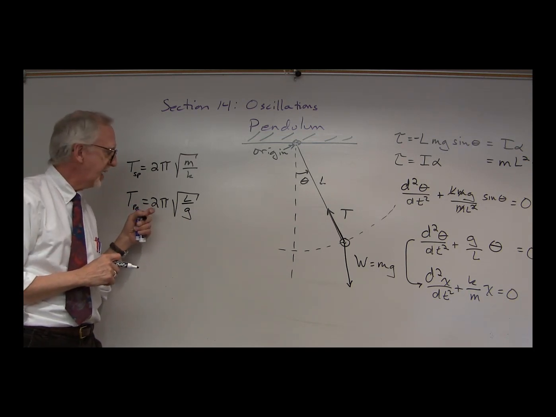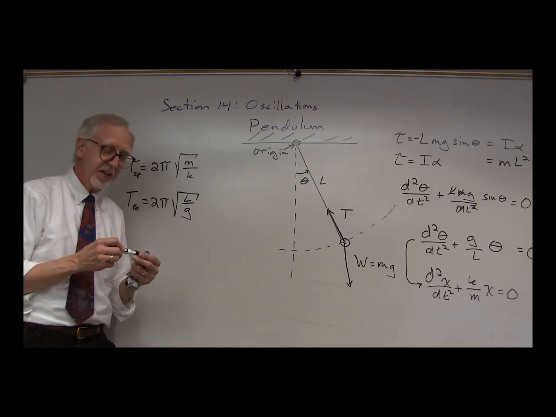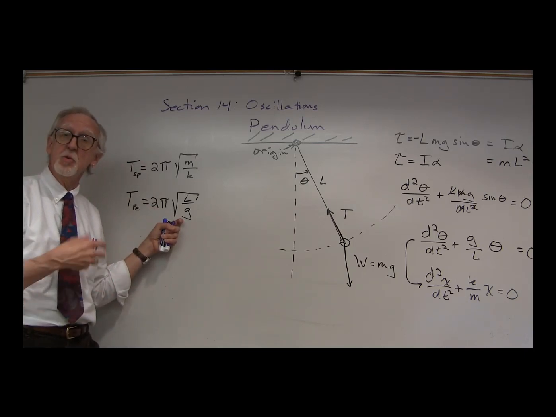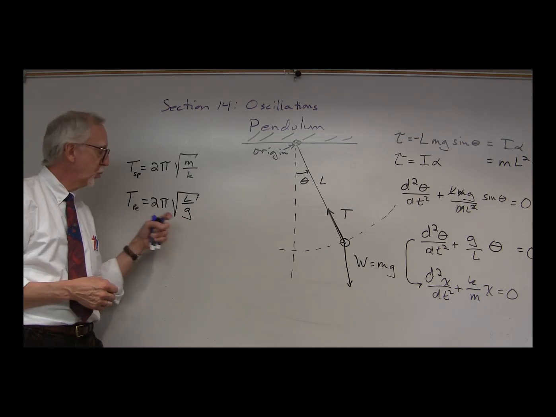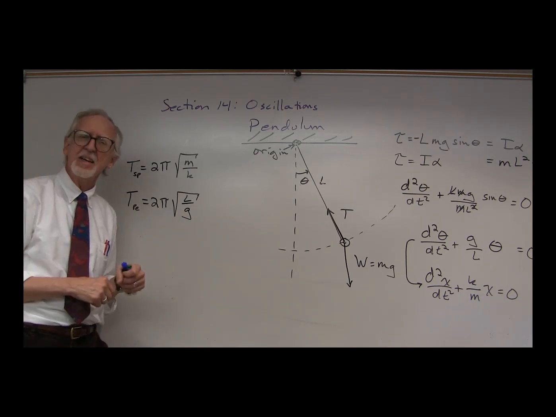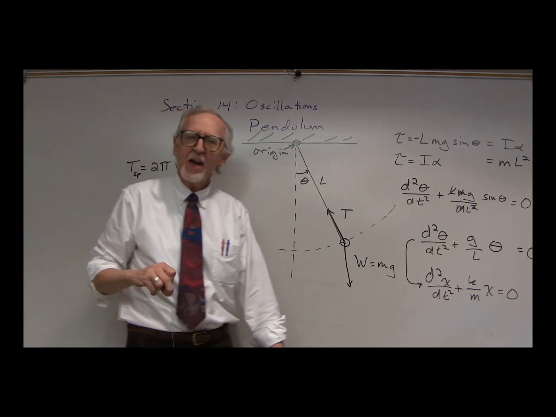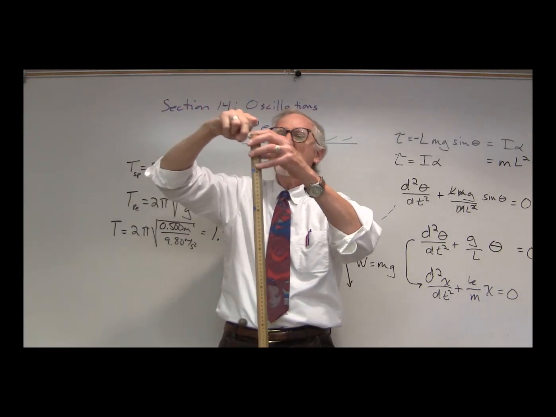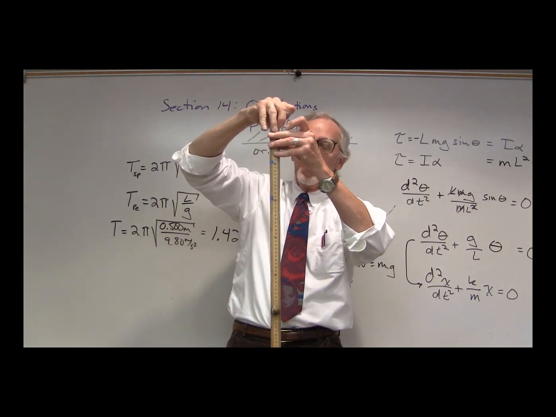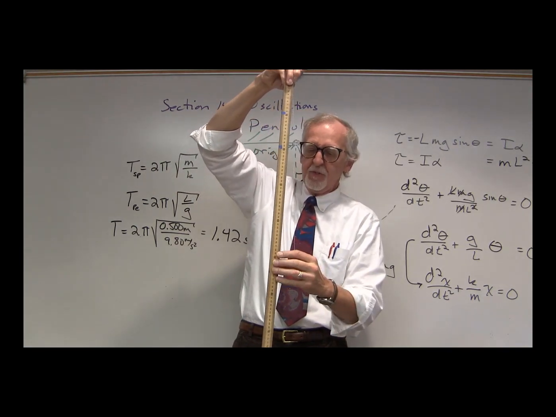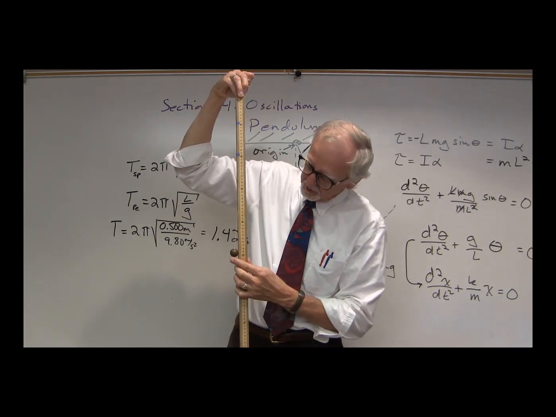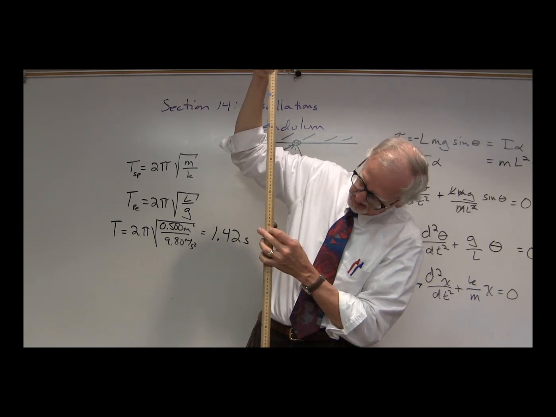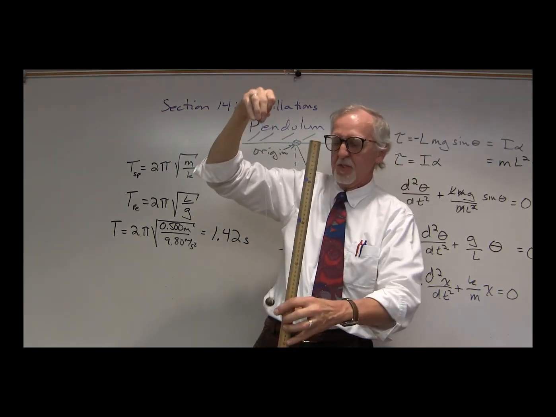Well, let's give this a try. I don't usually do experiments in lecture, but let's actually try this. Let's set up a pendulum. I'll choose a pendulum with a length of 1/2 meter. We'll figure out what the period is, and then let's actually test it and see what we get. I have got a pendulum here, and I have tried to set its length as close as I can to 50 centimeters. Hopefully that looks like 50 centimeters to you. Yep, looks pretty close, I think.